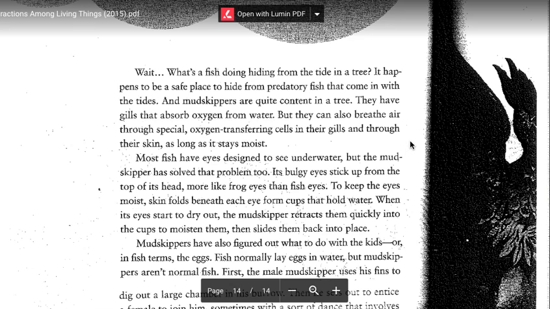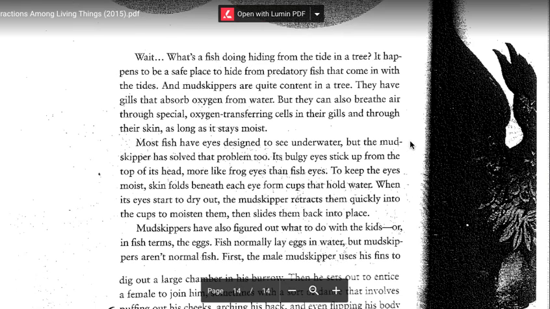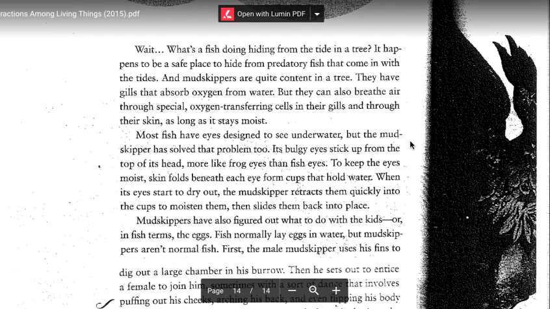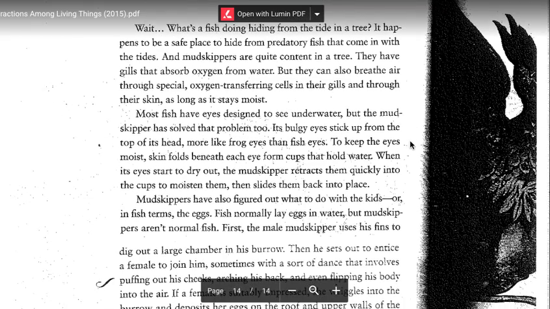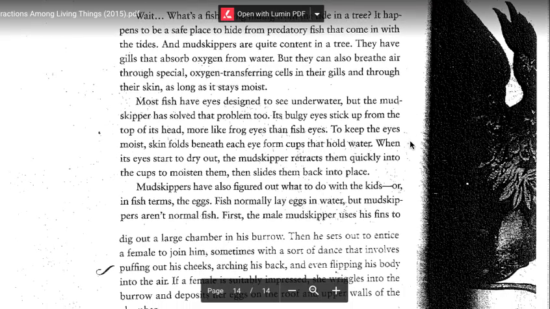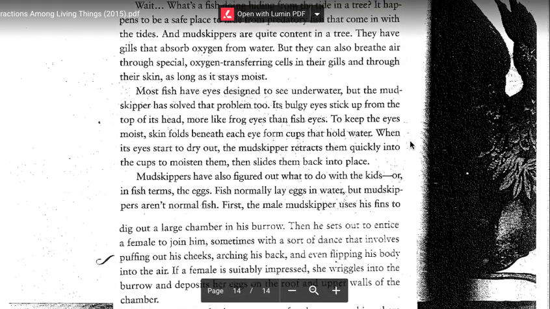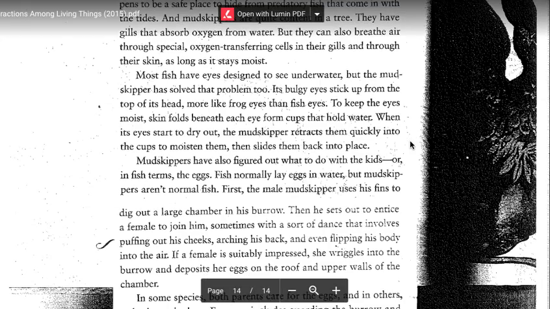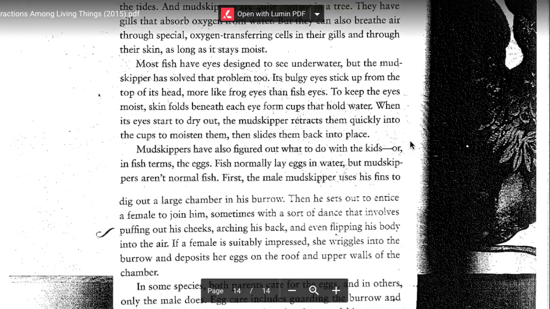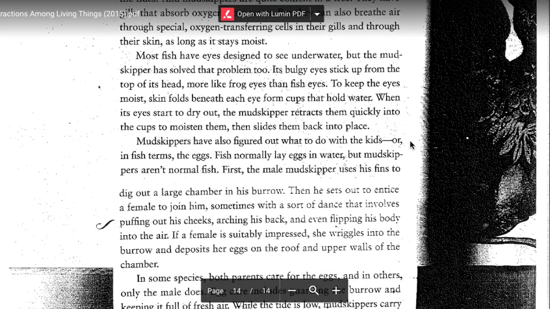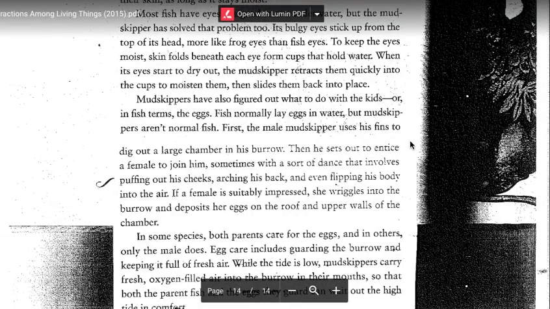They have gills that absorb oxygen from water, but they can also breathe air through special oxygen-transferring cells in their gills and through their skin, as long as it stays moist. Most fish have eyes designed to see underwater, but the mudskipper has solved that problem too. Its bulgy eyes stick up from the top of its head, more like frog eyes than fish eyes. To keep the eyes moist, skin folds beneath each eye form cups that hold water. When its eyes start to dry out, the mudskipper retracts them quickly into the cups to moisten them, then slides them back into place. Basically blinks.